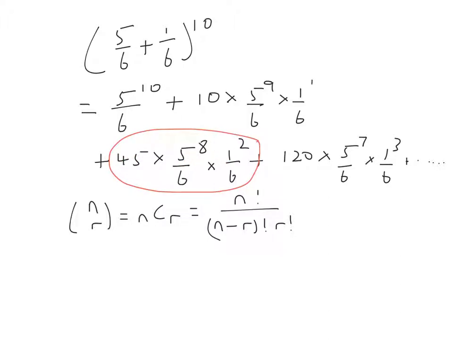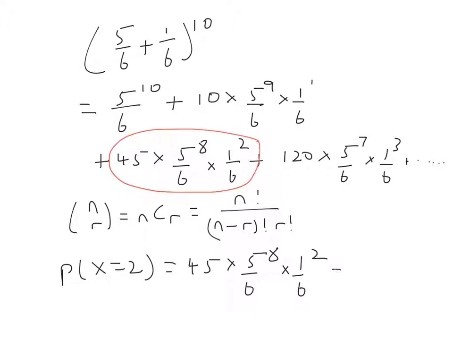So the answer to our question is the probability that x equals 2 is 45 times 5/6 to the power 8 times 1/6 to the power 2, and that works out to be 0.291 to 3 sig figs.